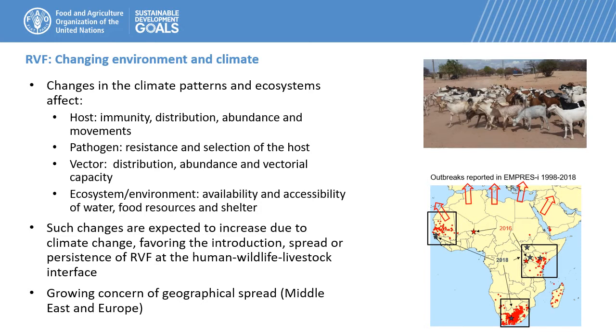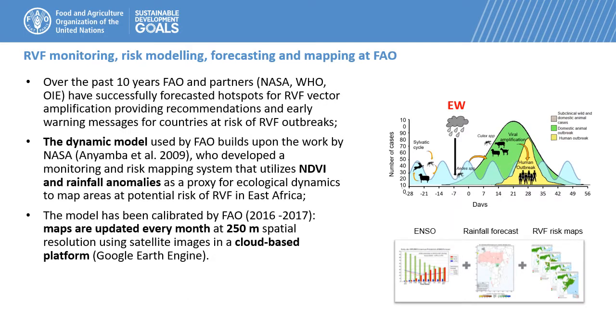Currently, the disease is limited to Africa, but there is a growing concern of geographic spread to the Middle East, Europe, and even further. Over the past 10 years, FAO and partners, including NASA, WHO, and OIE, have successfully forecasted hotspots for Rift Valley fever vector amplification, providing recommendations and early warning messages for countries at risk of Rift Valley fever outbreaks.